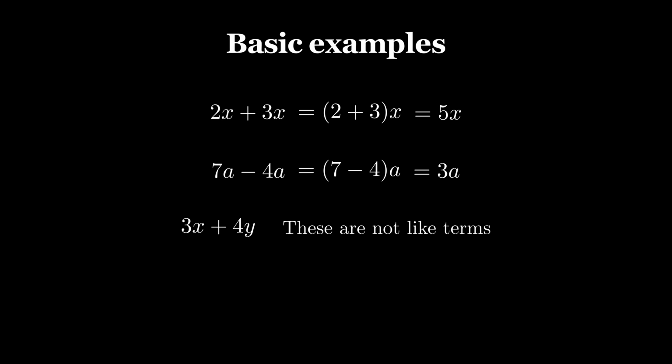Finally, numbers without variables are also like terms with each other. For example, 5 plus 9 minus 3. 5 plus 9 is 14, and 14 minus 3 is 11.